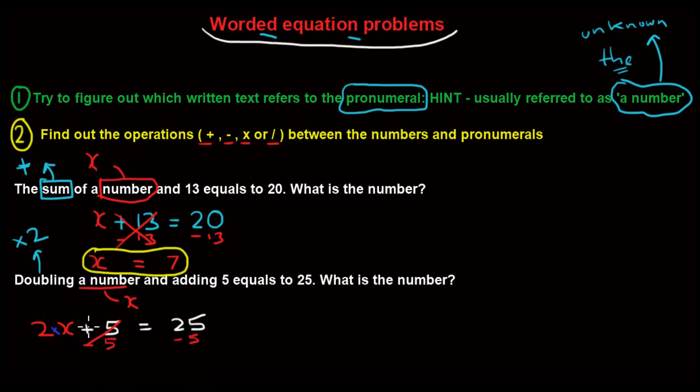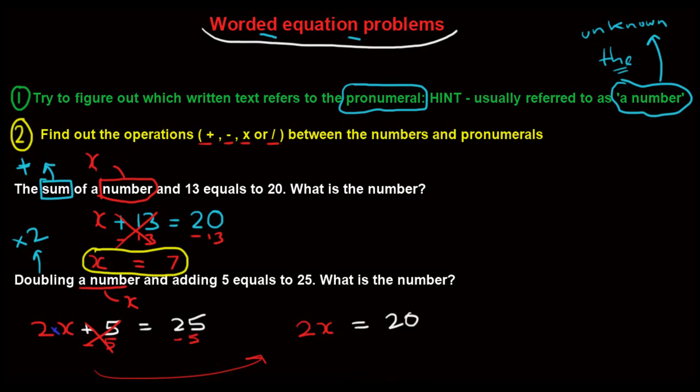This crosses out. So what do we have left on the left-hand side? That would be 2 times x, or just 2x. I'll just write this over here, so the whole thing goes over here. So that would be just 2x left on the left-hand side, because 5 and 5 cancel out. And then 25 minus 5 would be 20.